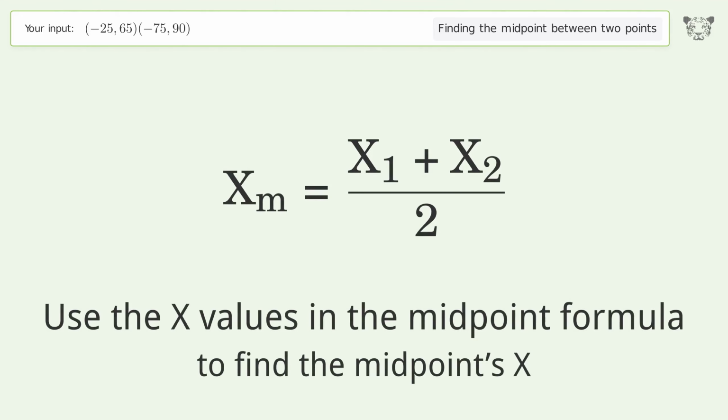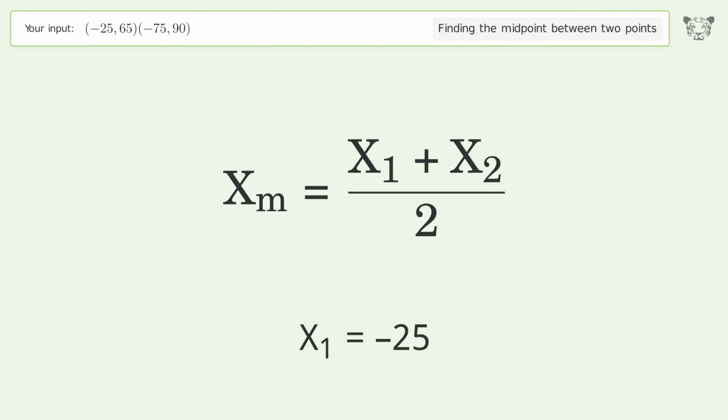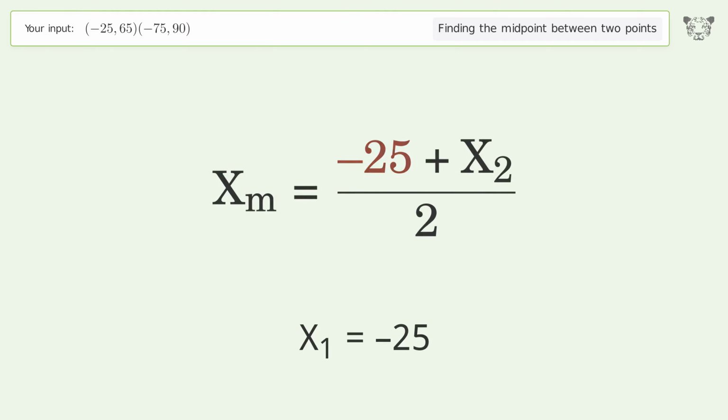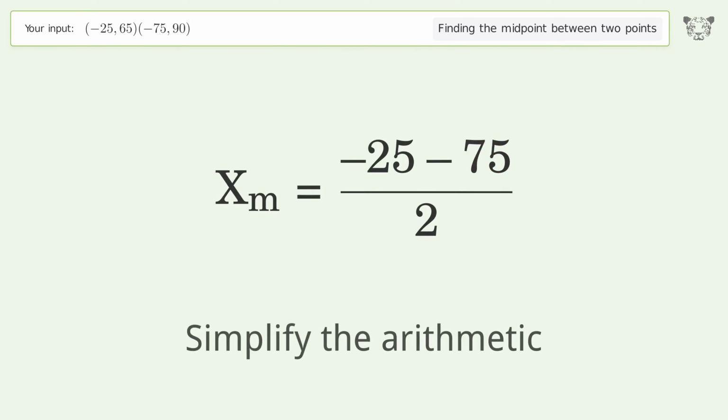Use the x values in the midpoint formula to find the midpoint's x. x1 equals -25. x2 equals -75. Simplify the arithmetic.